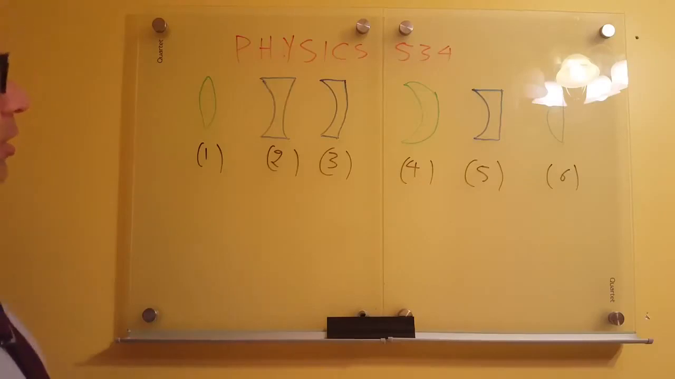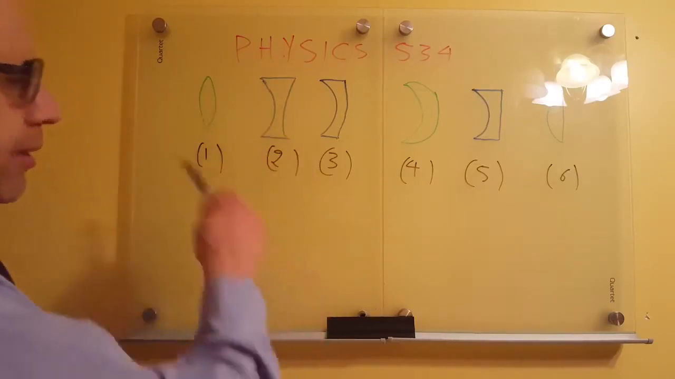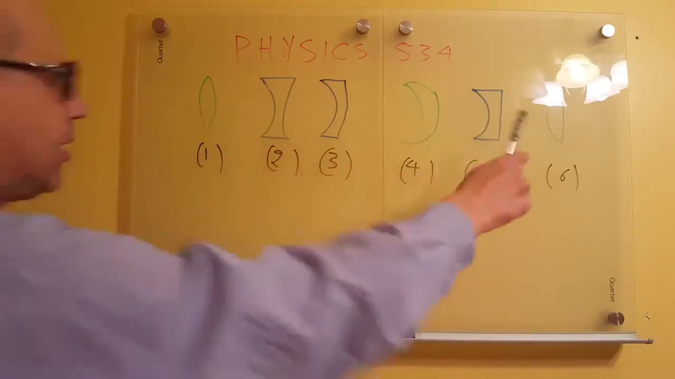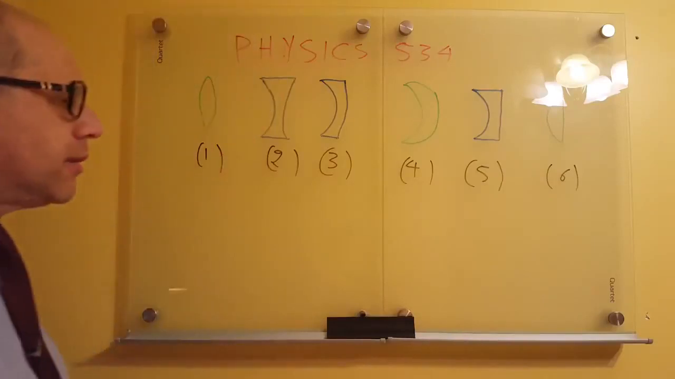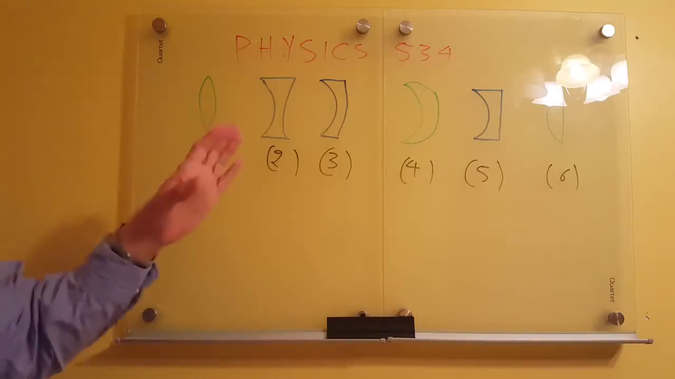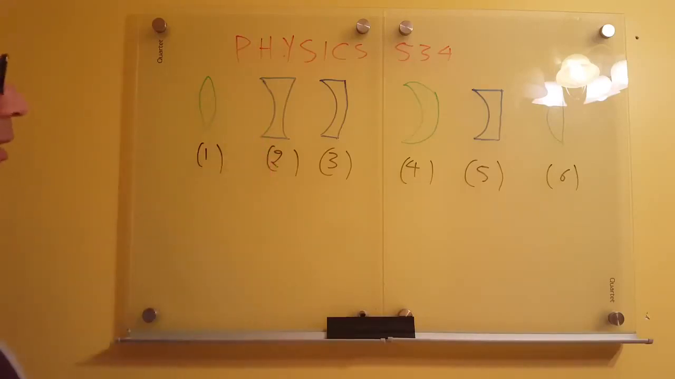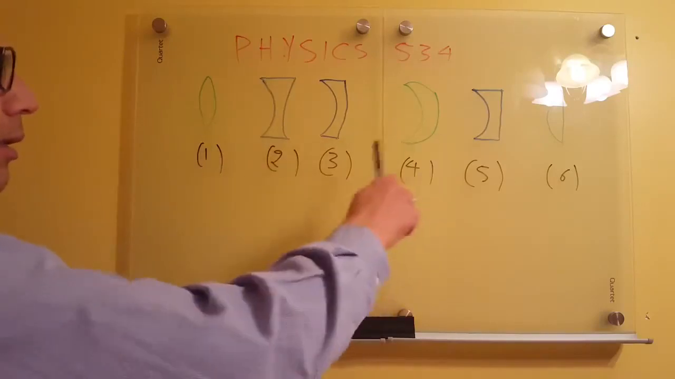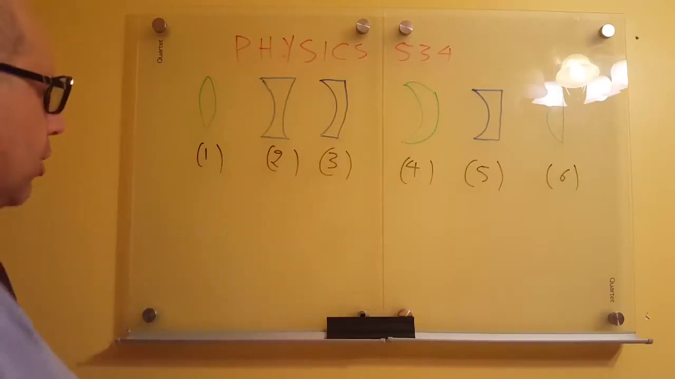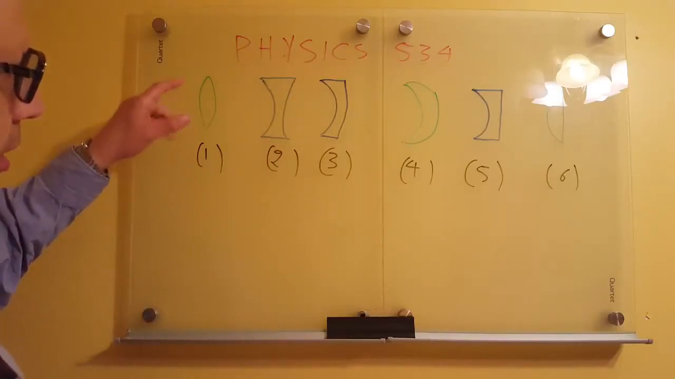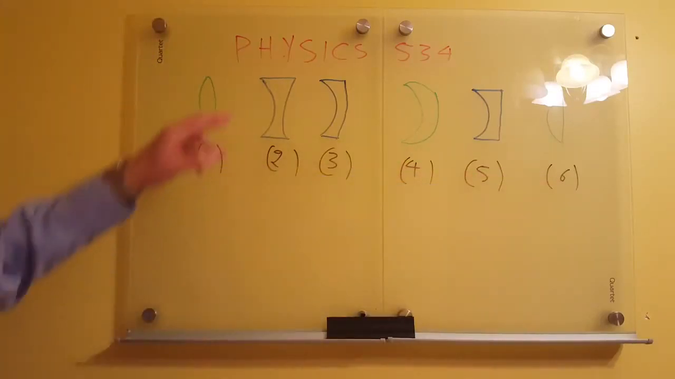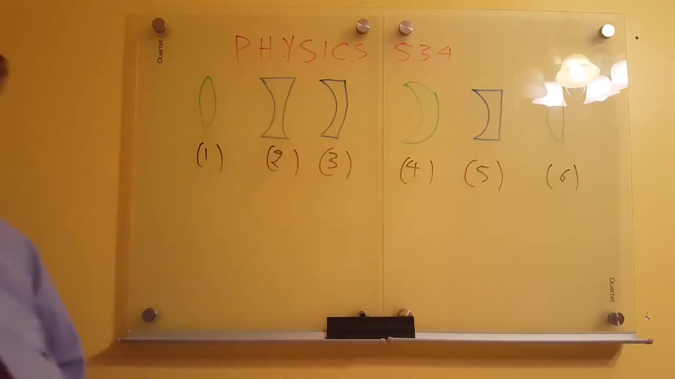So the question was, this has to do with optics. We have all these lenses here, these 6 lenses, and the question is which of them are converging and which are diverging. Just to give the answer, and then I will explain how we get it. The ones in green, 1, 4, and 6, are converging, and the rest in blue, 2, 3, and 5, are diverging.